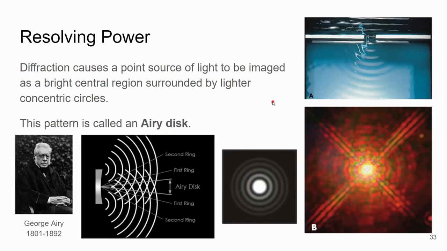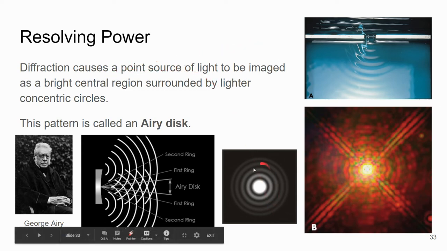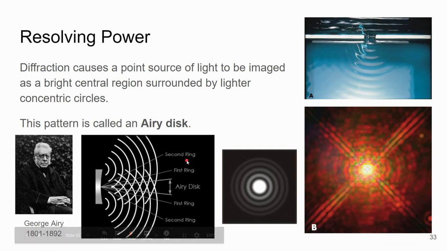So diffraction causes a point source of light to be imaged as a bright central region surrounded by lighter concentric circles. This picture right here. This pattern is called an Airy disc. Now, this bigger picture to the left is showing you where the Airy disc actually comes from. Don't worry about the nuts and bolts of this. It doesn't matter for high school level astronomy. If you become a professional astronomer, you'll have to learn all about this. But at this level, just know that it happens. This is what diffraction gives you, these Airy discs.